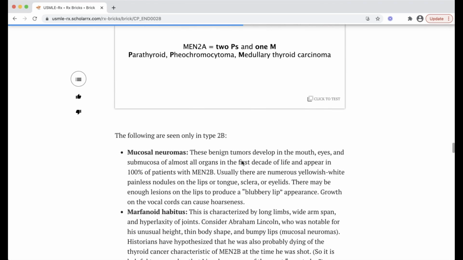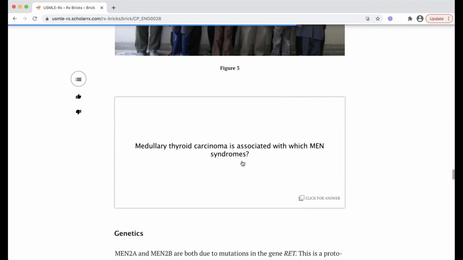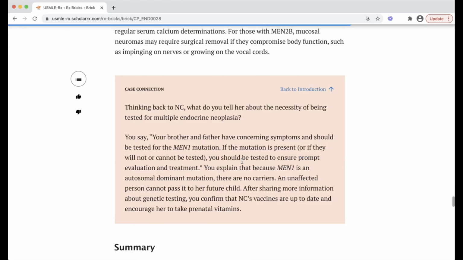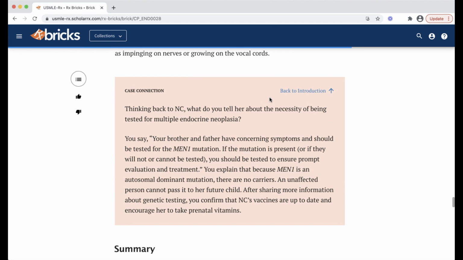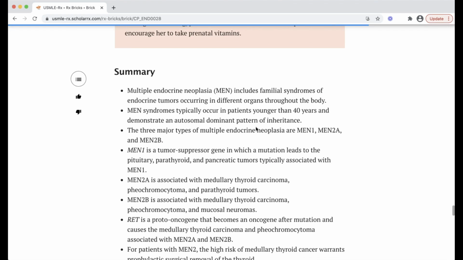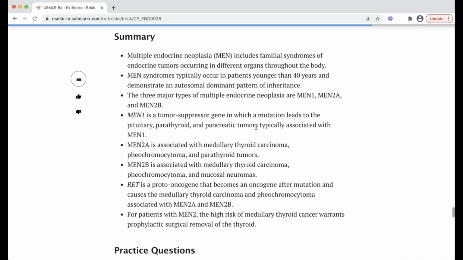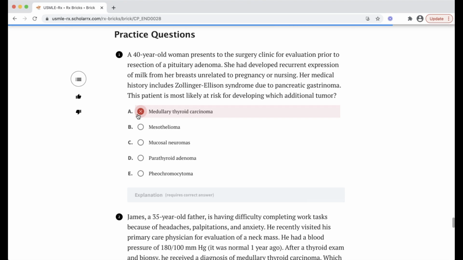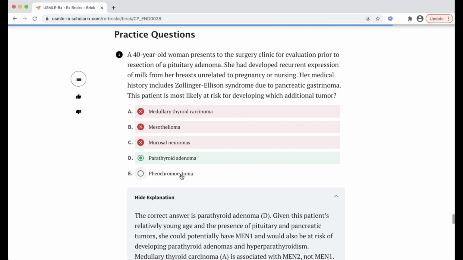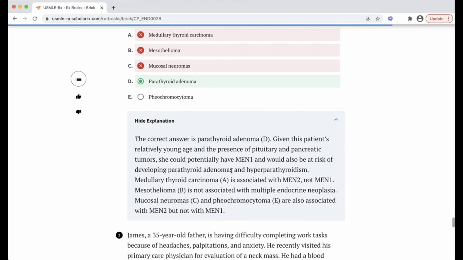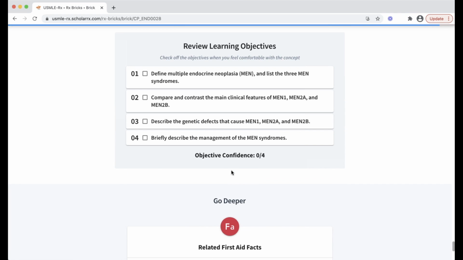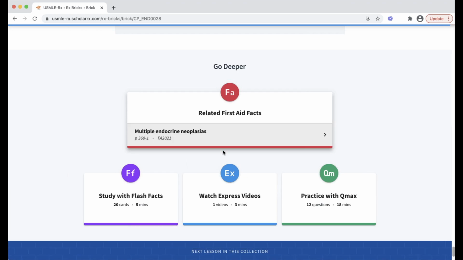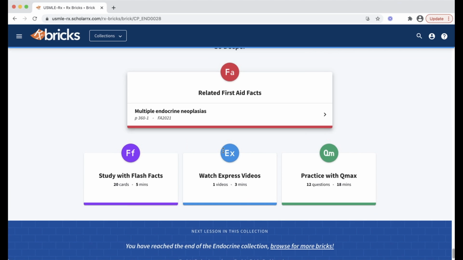And as we continue with this interactive module, we'll eventually get to more images. And as we get to the end, you'll see here, we'll tie it back to the original case connection, right? Then you have a summary of the take-home points that we really want you to take away from this brick. And we also have practice questions, so you can test yourself. And once you get the answer right, you'll see the explanation, right? And then you can review your learning objectives, see which ones you're confident with. And then this part allows you to stay really organized.